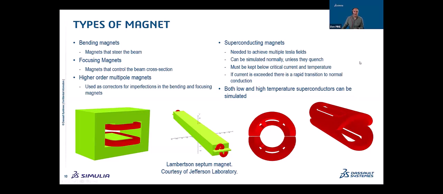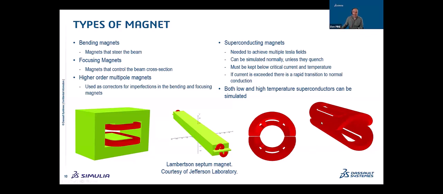These can be simulated normally unless they can't be kept below their critical current and temperature, in which case there may be a rapid transition to normal conduction. So there'll be heating effects and a heating wavefront passing through the conductor. And Opera has tools to simulate this superconducting quench effect. And both low and high temperature superconductors can be simulated.